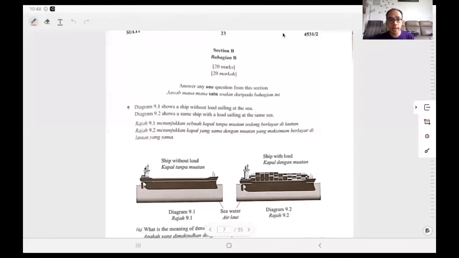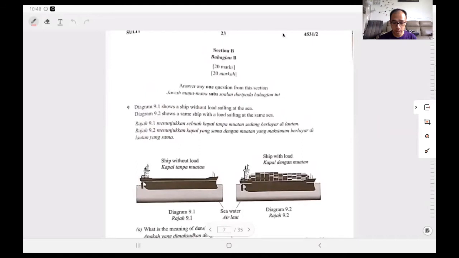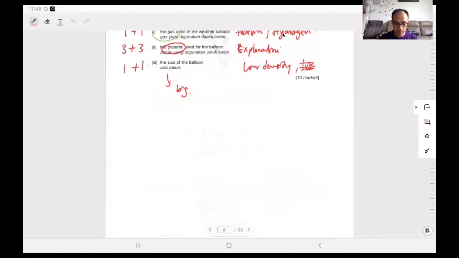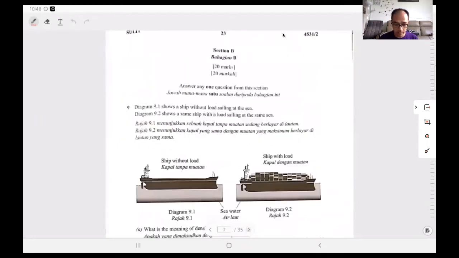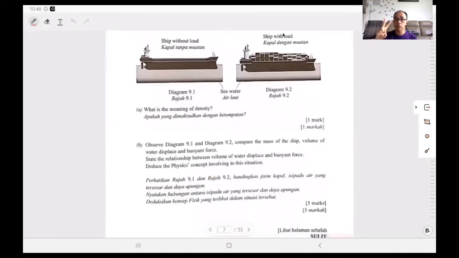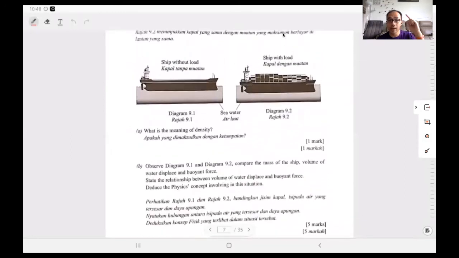Okay, question 9, and this question is from Negeri Sembilan. I don't know why I didn't show this. Yes, this question is from Negeri Sembilan. As I said before, it shows two interesting things. There are two topics in the same question, which you will see in parts A and B.